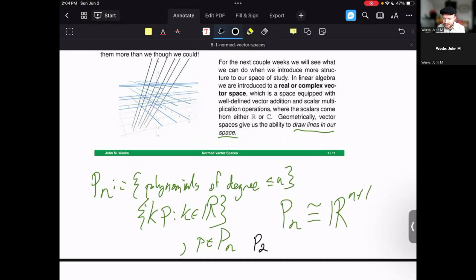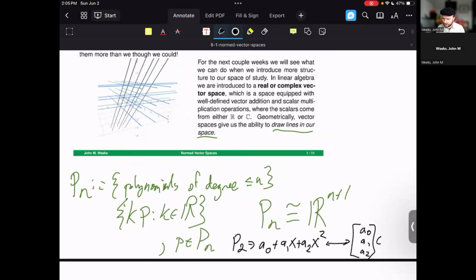Let's say, for example, we're looking at P2. So we're looking at polynomials that are of degree less than or equal to 2. Then what you can do is imagine taking a polynomial that has a degree less than or equal to 2. So even if a sub 2 is 0, this is still going to have degree less than or equal to 2. So you can imagine that this polynomial right here is getting mapped to the R3 vector, which is just the coefficients of this polynomial inside of R3. And there's a way to think of these two things as essentially algebraically having the same structure, this polynomial over here on the left and this R3 vector over here on the right.